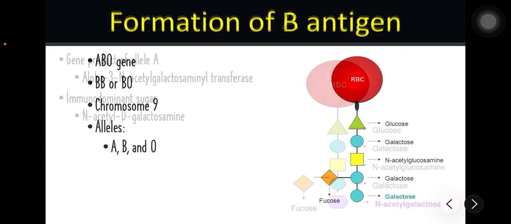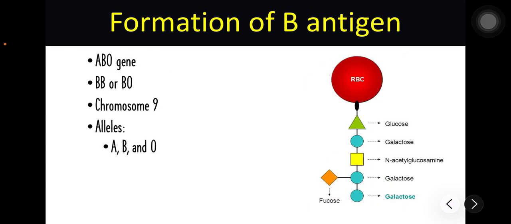Now let's proceed to the formation of the B antigen. So it's a specific biochemical process that occurs on the red blood cell surface, turning a basic precursor into a unique marker of blood group identity. Again, this process is controlled by genetics and the action of specialized enzymes. So the blueprint for the B antigen is the B gene, which is located on chromosome 9 again.